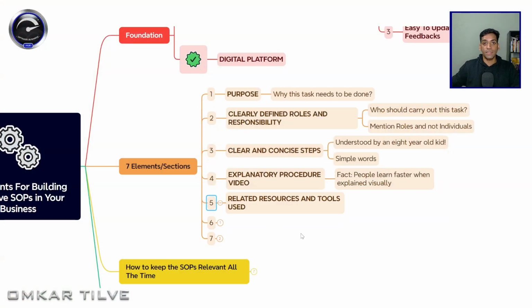So the fifth element is you should always mention the related resources and tools that are used in the SOP.